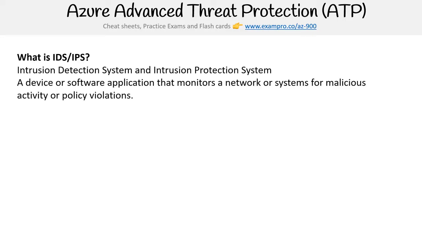We are looking at Azure Advanced Threat Protection, also known as ATP. And so before we talk about the service, let's talk about what is IDS and IPS. I know there's a lot of acronyms being thrown at you today. So IDS stands for Intrusion Detection System, and IPS stands for Intrusion Protection System.